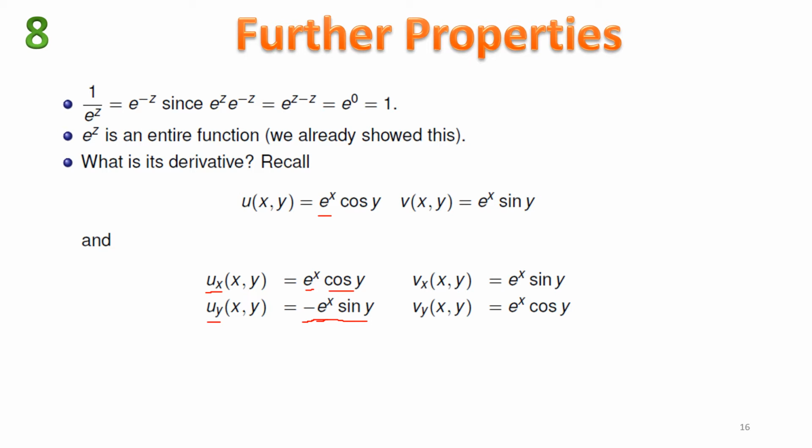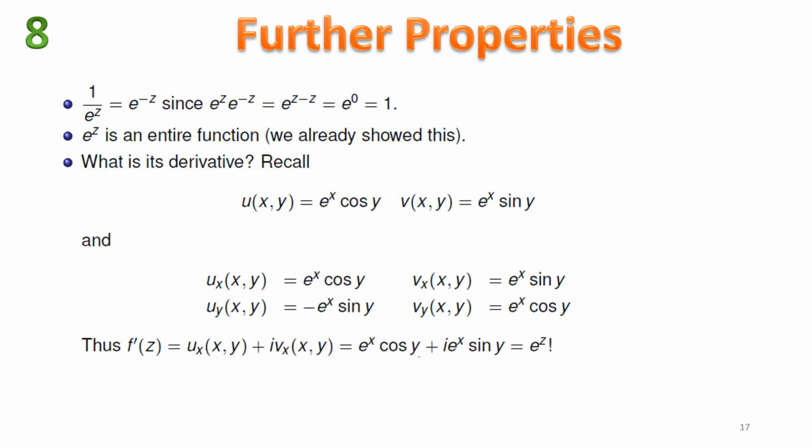Similarly, we are going to differentiate this v with respect to x. So again, e to the x will have derivative e to the x, and sine of y is a constant quantity appearing as it is. And for the derivative of v with respect to y, e to the x will be constant, and the derivative of sine of y will be cos of y.